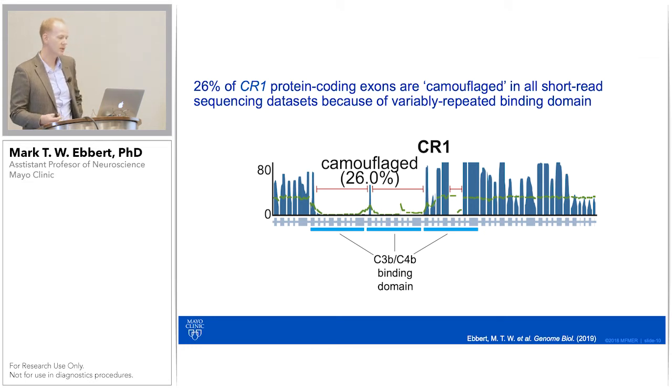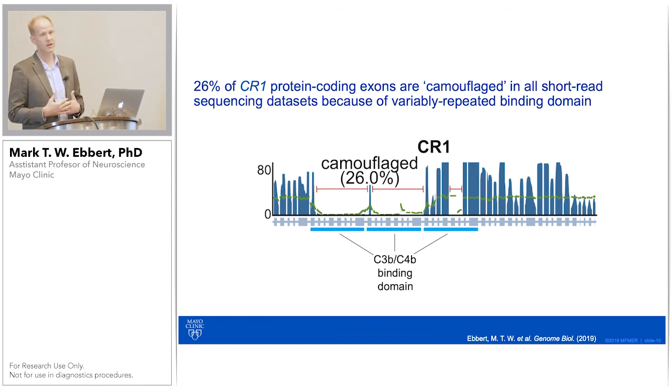In CR1, I told you this is a gene that's of particular interest to my group. We published a paper a few months ago on the dark and camouflaged genome. I don't know if you've seen that paper. I personally like it. But as part of that paper, basically we identified a lot of genes in the genome that are completely overlooked, or at least there are regions of the gene that are completely overlooked based on short-read sequencing data.